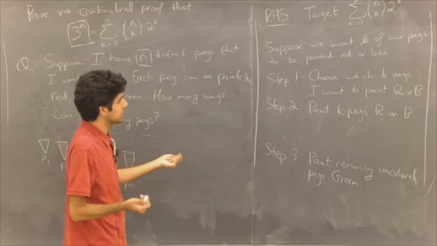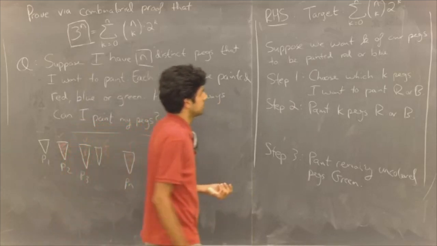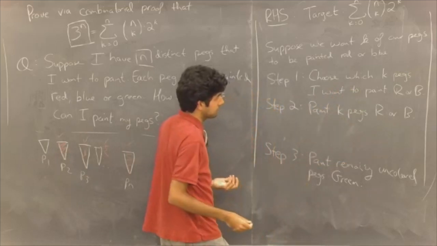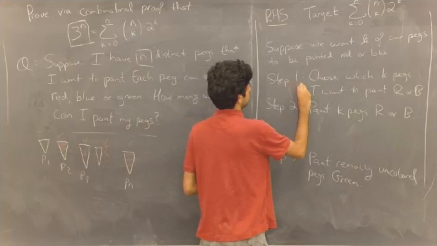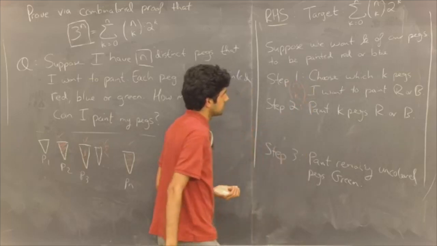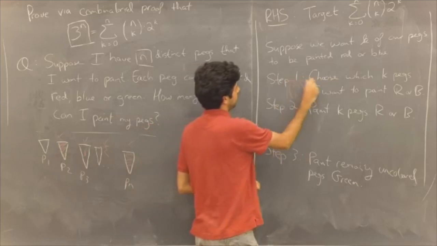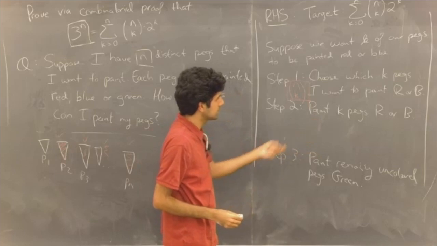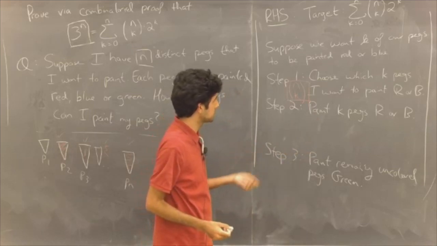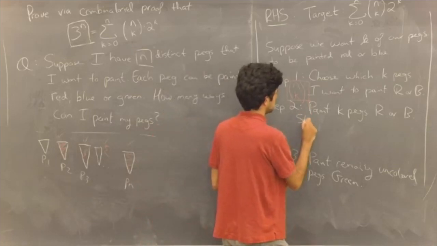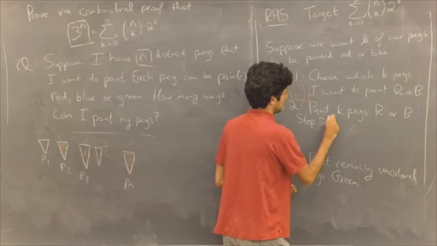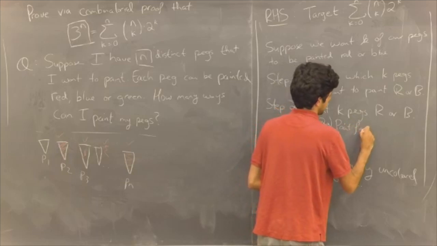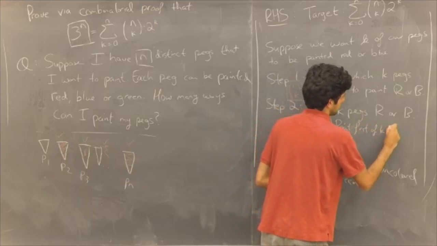Okay, well, how many ways can I perform each step? This one, there's n total pegs, and I'm choosing k of them to be red or blue. So this can be performed in n choose k ways. I'll sort of box that, I kind of ran out of room. Step 2, I'm looking at the k pegs and painting them red or blue. So this can be decomposed into smaller steps. This would be paint the first of the k red or blue.